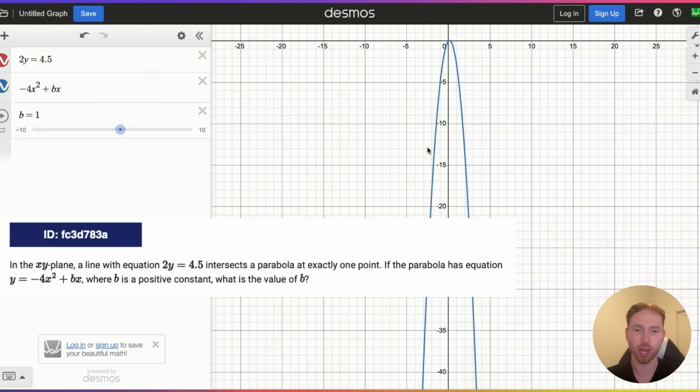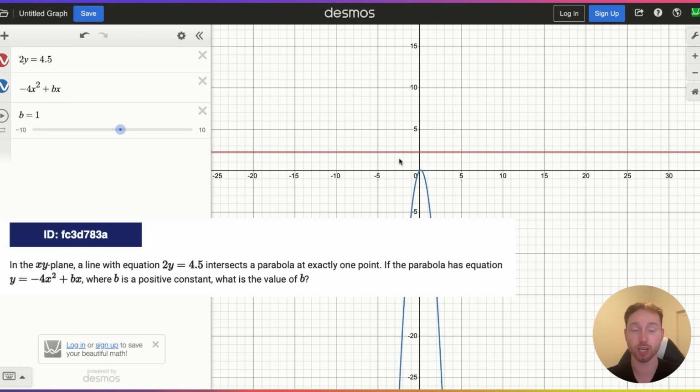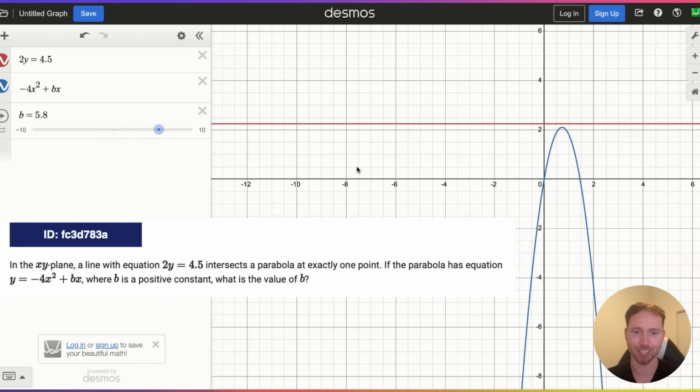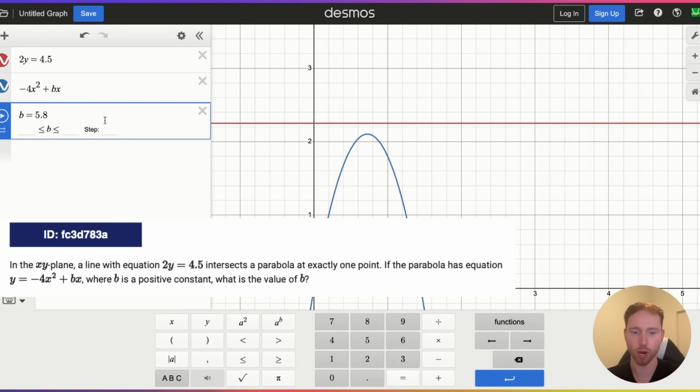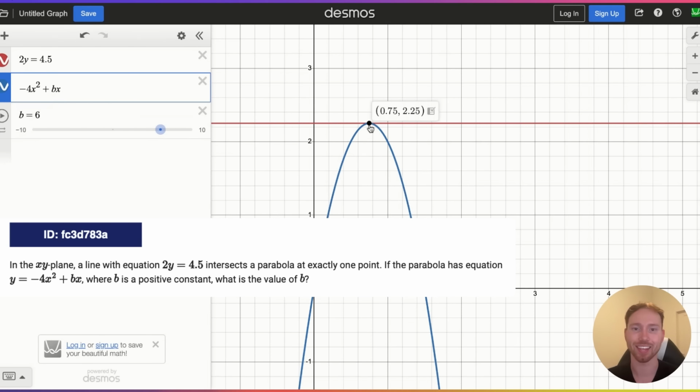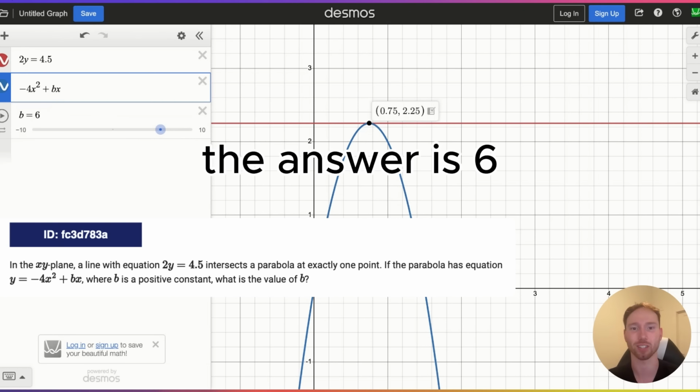I can see that right now these lines never intersect, therefore there are no solutions. So I'm going to move b until I see that. It said b is a positive constant, so we're going towards the positive end. And I can see that as b inches toward 5.8, they don't quite intersect. Let me try out 6. When b equals 6, I can see that they intersect at 1 point, which satisfies this question. So 6 is going to be the correct answer for this question.